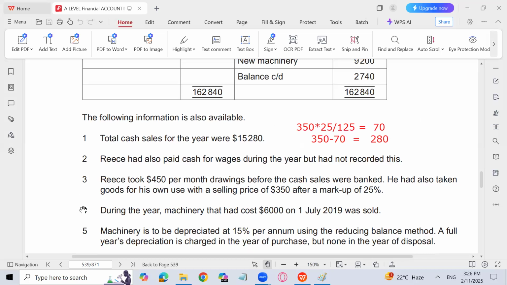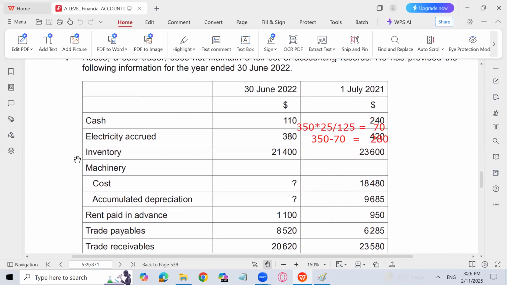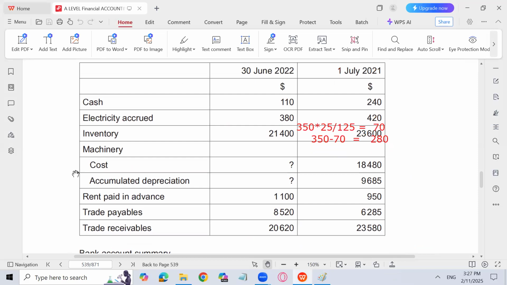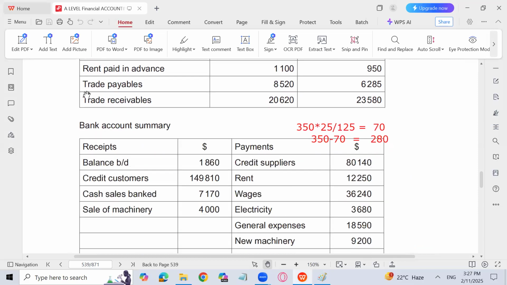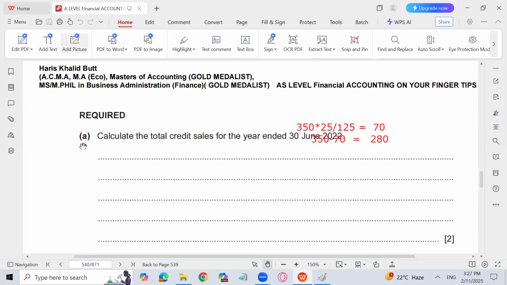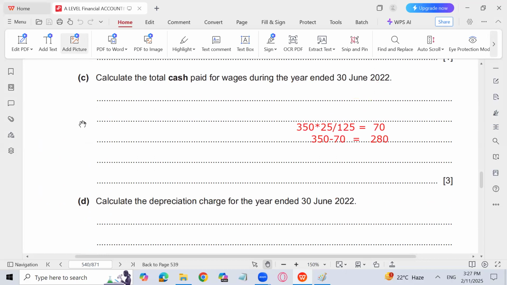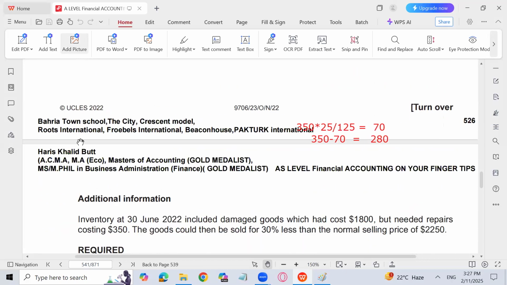Okay. Now, I will go with the flow. Go with the flow means that I will first prepare the sales ledger control account. Why not find the opening capital? Because the question does not require us to find the capital, because the statement of financial position is not required. We will find total credit sales, total credit purchases, total cash paid for wages, and calculate the depreciation charge.